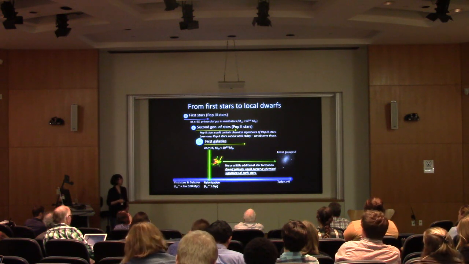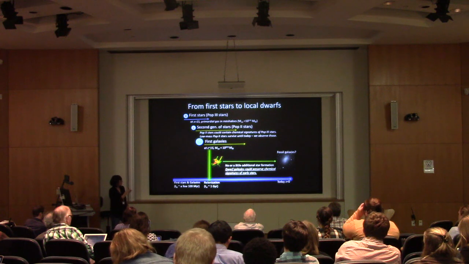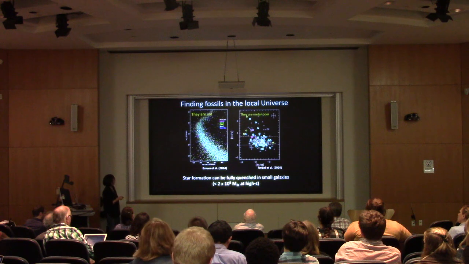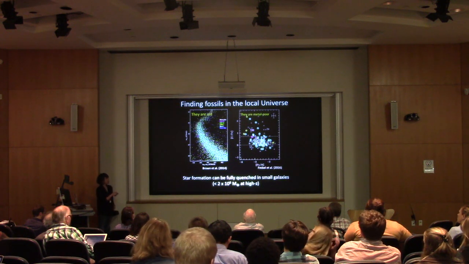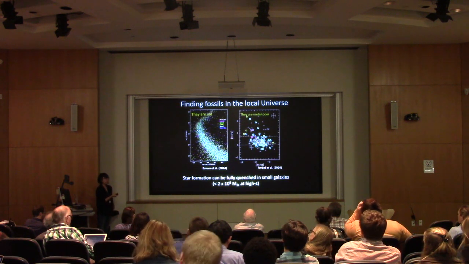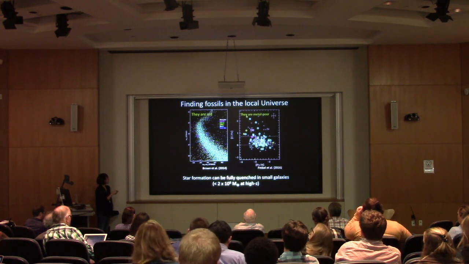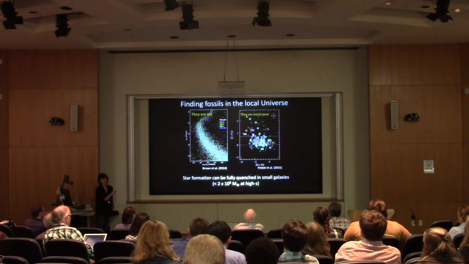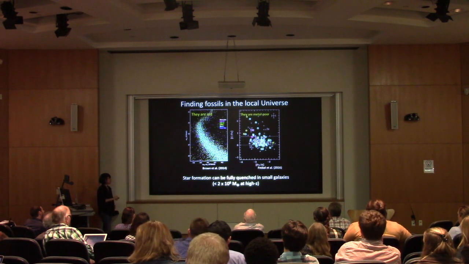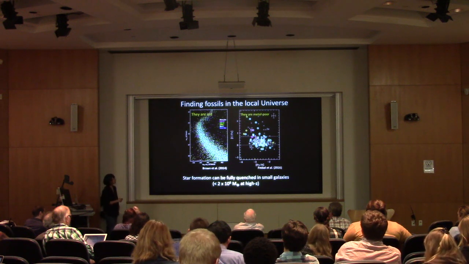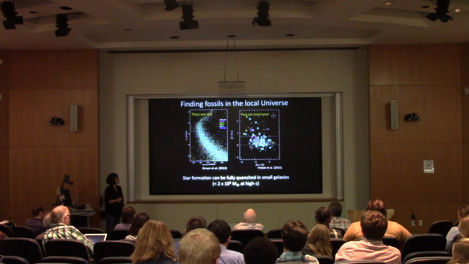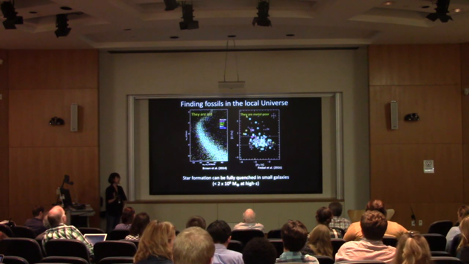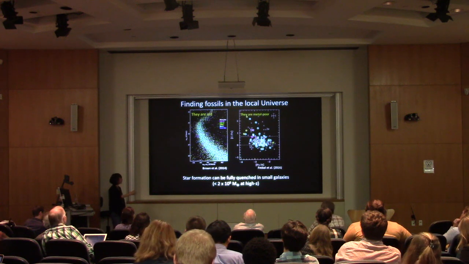especially ultra-faint dwarf galaxies. This scenario seems to be working, because observations are showing, in the color magnitude diagram of the ultra-faint dwarf galaxies in the local universe, that their stellar populations seem to be very old. And if you look at the metallicity, they seem to be extremely metal poor. So the stars are very metal poor and old, meaning that they formed very early.